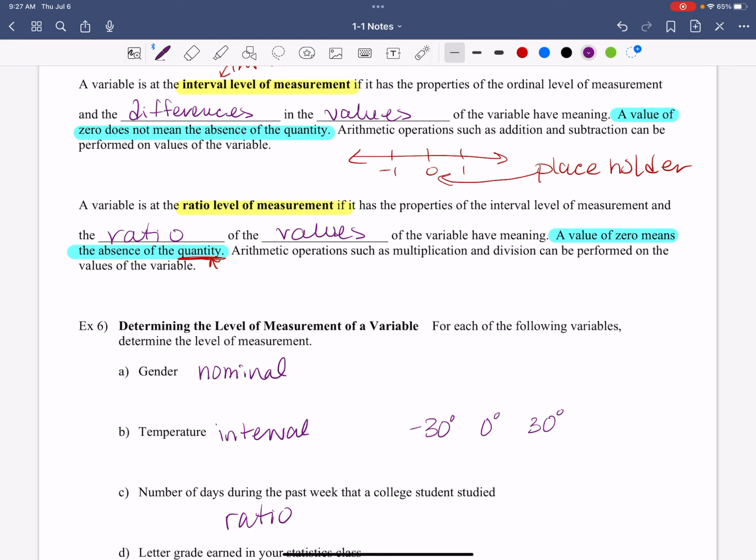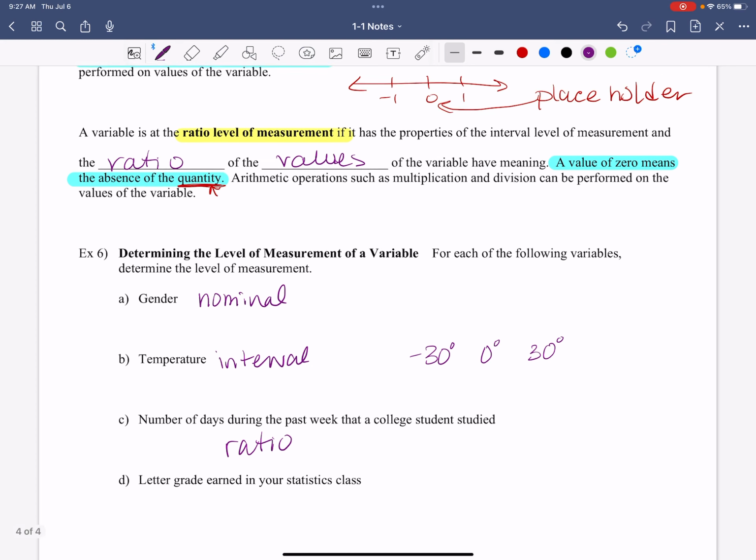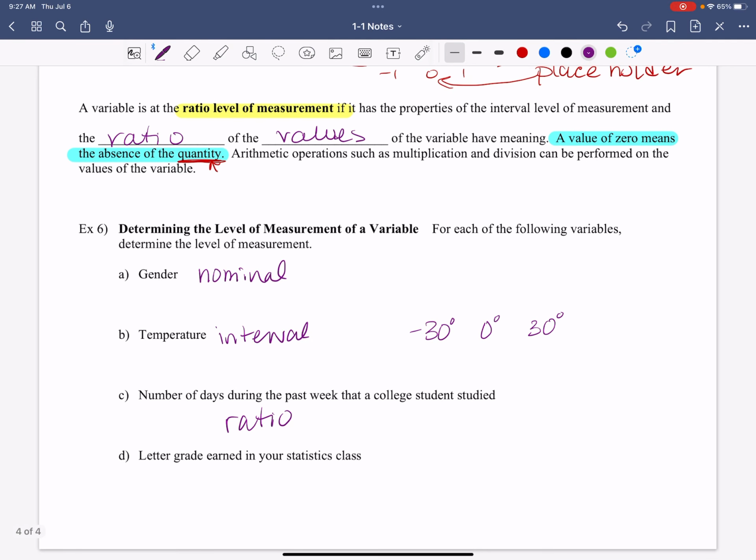So always think about 0 and how 0 is affected. Is it just in a lineup? Is it on the interval? Or does it have an actual quantity? That's what we want to go for.